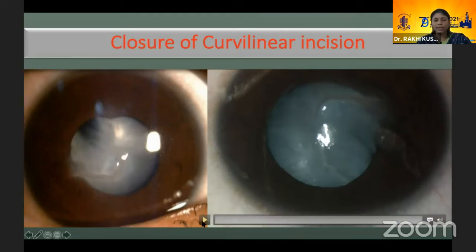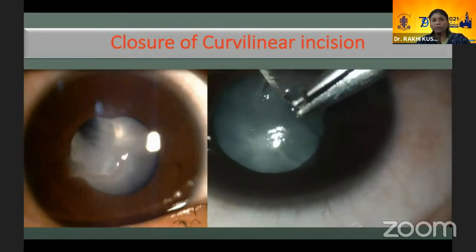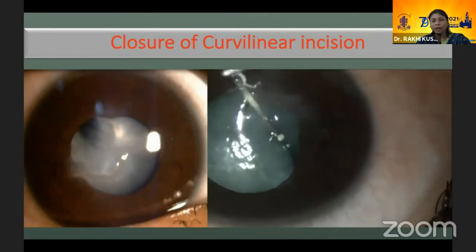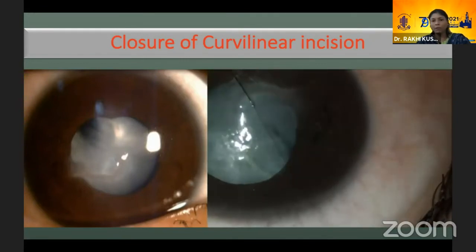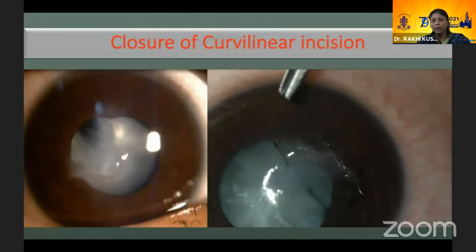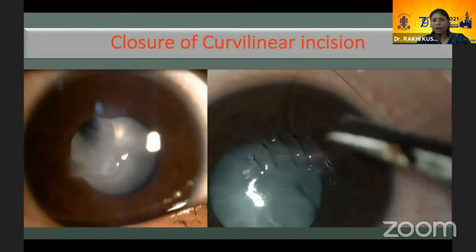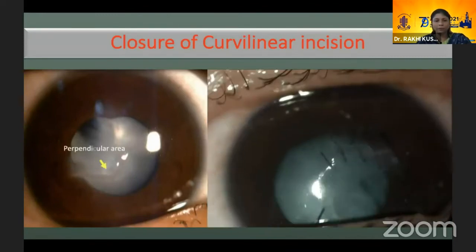So this is a case of a curvilinear incision perforation. And here in the center, I just gave one suture. The peripheral part was quite sealed, but since the patient was a child, I put more sutures to get a proper closure and safety.